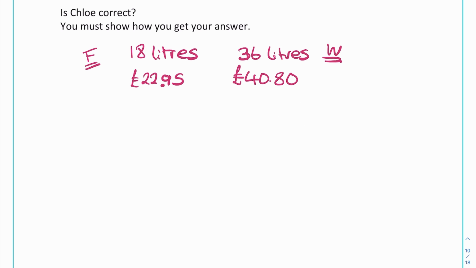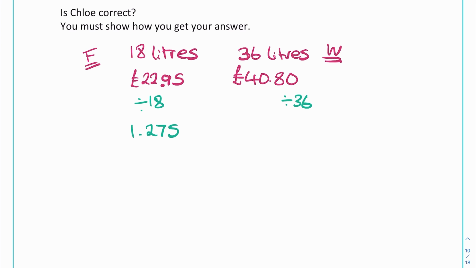So when we're looking at best value, we want to get the cost of 1 litre. On the left, that's 18 litres, so we would divide this by 18. And on the right, that's 36 litres, so we divide this by 36. £22.95 divided by 18 comes out as £1.275, so about £1.27, £1.28.